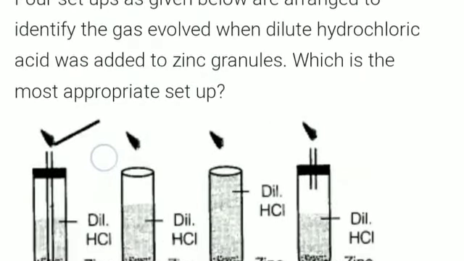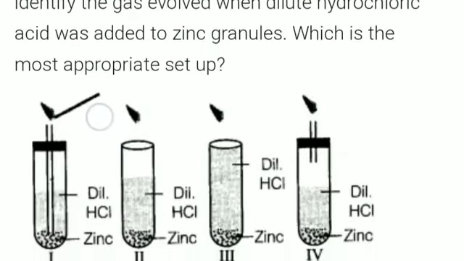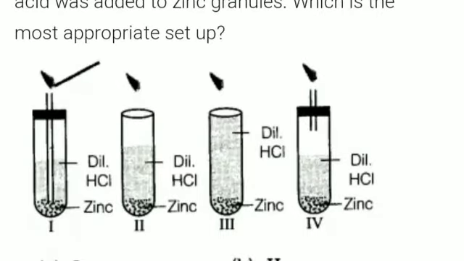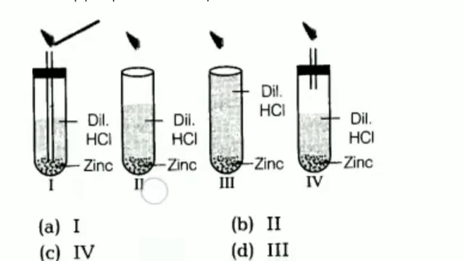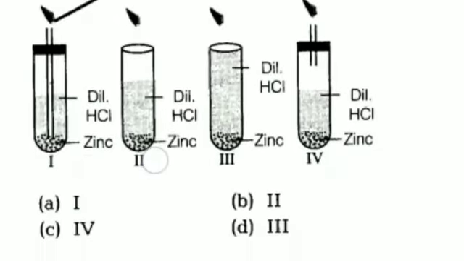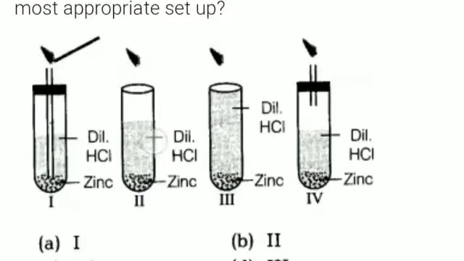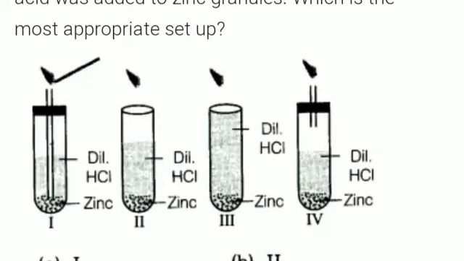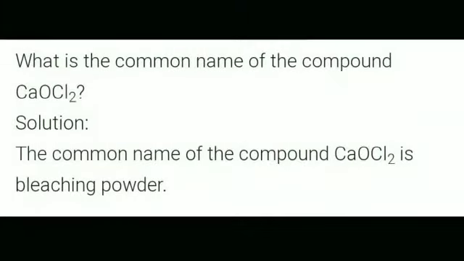Here are setups for zinc granules and HCl to produce hydrogen gas. Here, which one is the correct setup? This is the question, and we see here. So the fourth is the correct setup, because in the first one you can see the pipe goes very deep, which is incorrect.